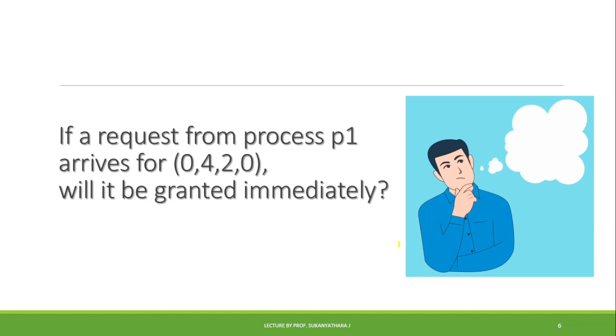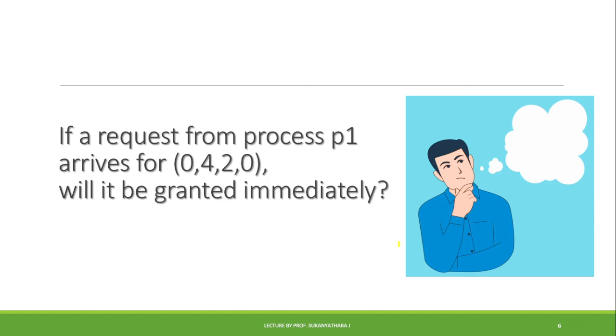And what if process P1 is asking for resources which are greater than the actual future requirement? That is, if the future need of P1 was 0220 and a request from P1 arrives for 0420. So it means that that is an invalid request, isn't it? P1 is asking more than its maximum requirement. It is not valid. So that request will be immediately rejected.